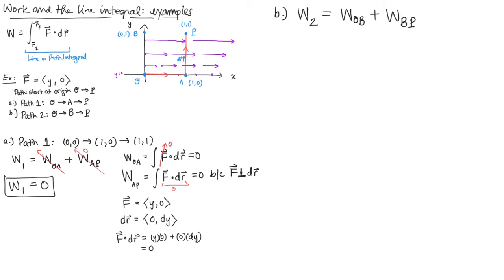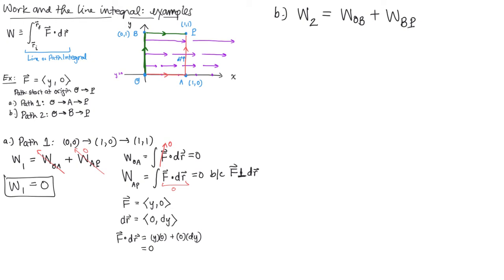So our second path, I'll draw in green. We start at the origin, we get to point B, and then we go from point B to point P. So there we go. And we can write the work out in two ways. The first element is the work done in the vertical part, and the second is the work done in the horizontal part of our path.